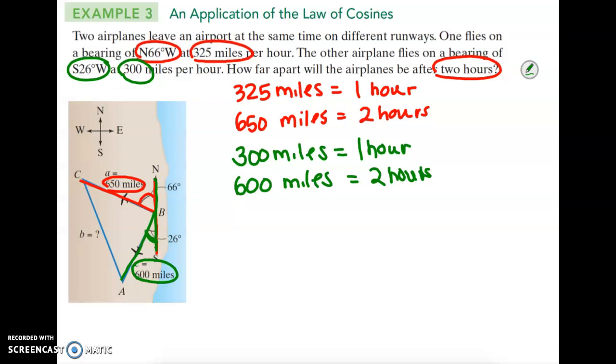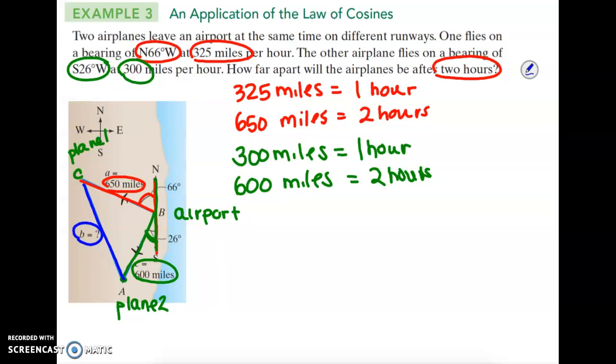And it asks us, once the two planes are 2 hours apart, how far apart are the two airplanes? So B represents the airport, C represents plane 1, angle A position is plane 2. And we want to find the distance from those two vertices. We want to find side B.